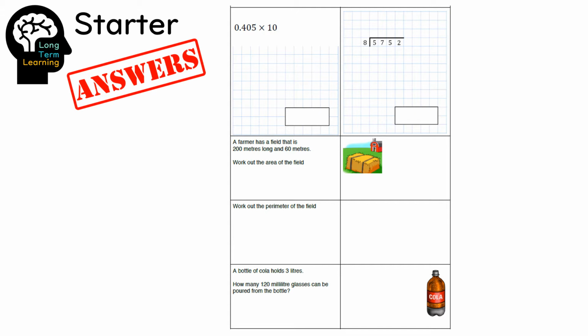Okay, so I'm going to go through the answers here. First one, nice and easy, 0.405 times by 10, where all the numbers shift up one place, so you should get 4.05. There's your first answer.